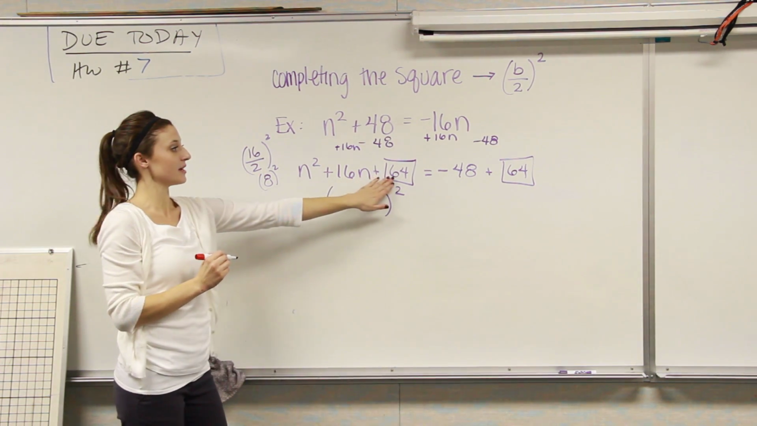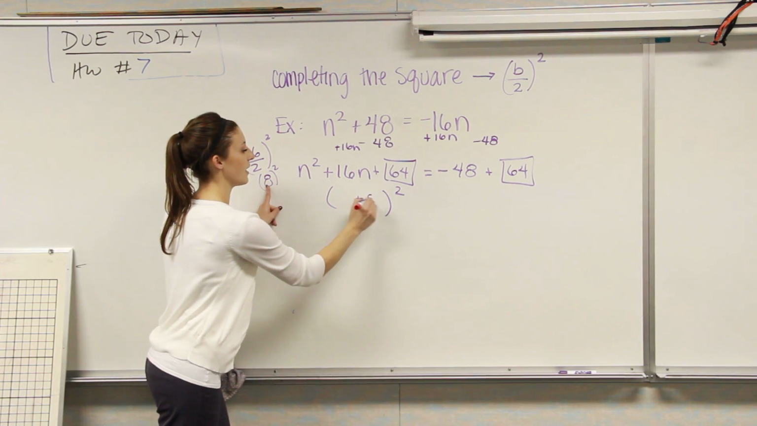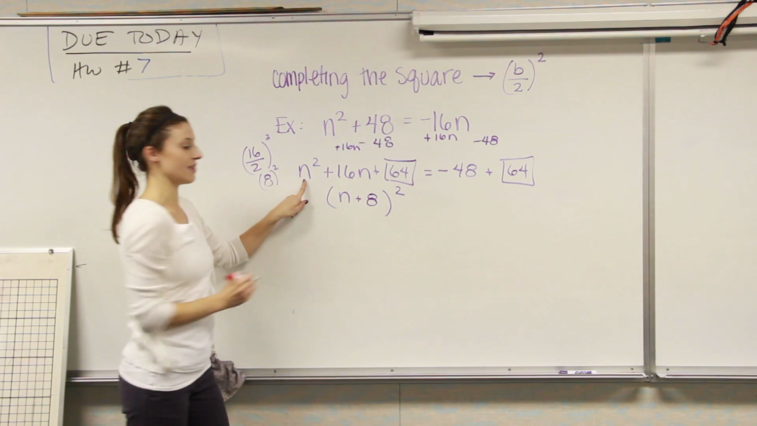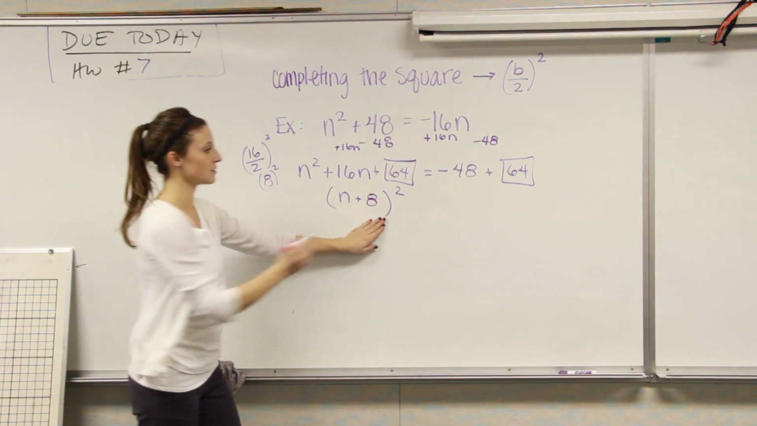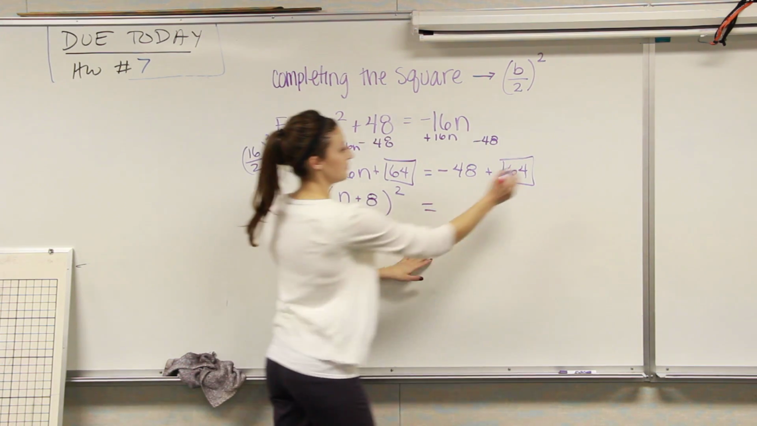And the magic number is within all of your work. It's just going to be this 8 squared. So I have a positive 8 being squared, and that n is being squared. So now I have n plus 8 squared equals, we've got to combine these, negative 48 plus 64.